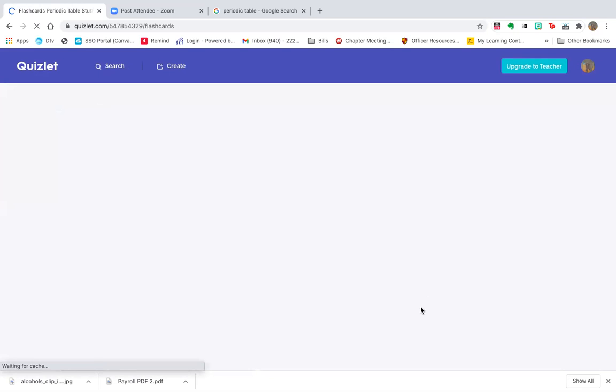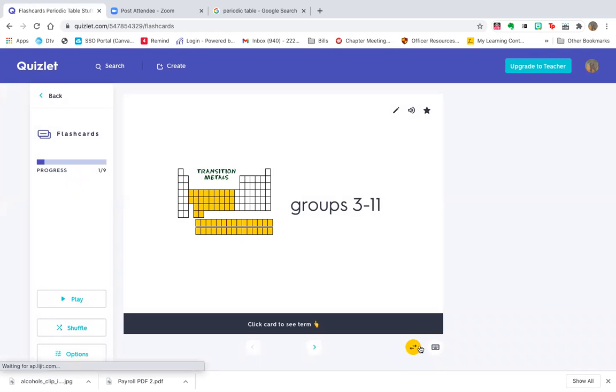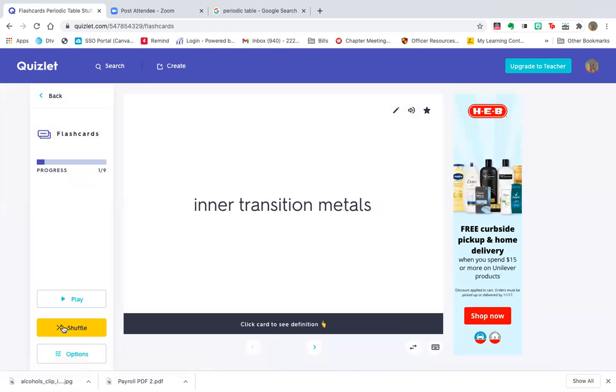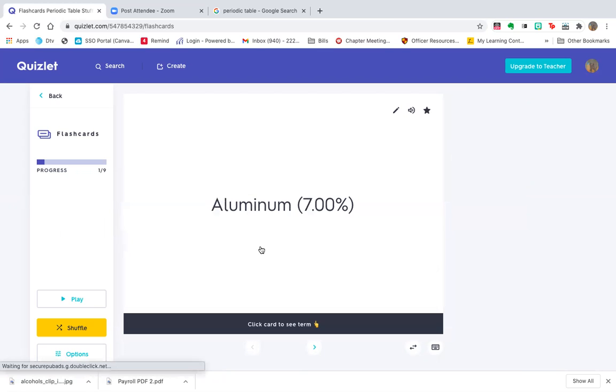All right, we'll full screen this and flip them around and shuffle. All right. What is the most common metal in the Earth's crust? Common metal. Oxygen. We just wrote this down today. Silicon? No, silicon's a non-metal. Oh, so then it would be aluminum. Aluminum, yeah, with 7%.